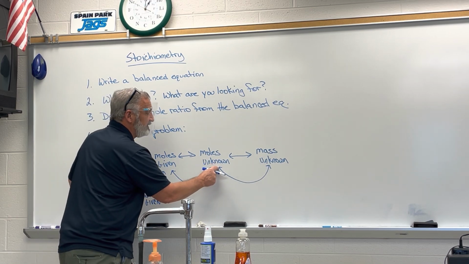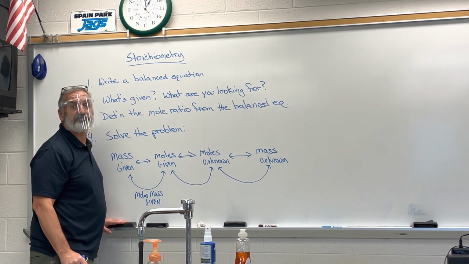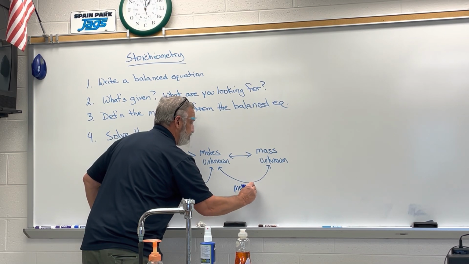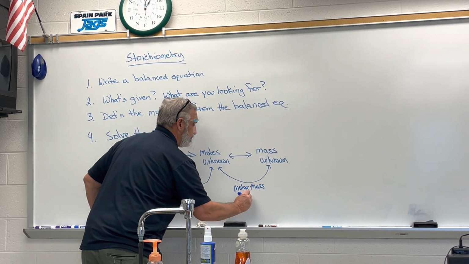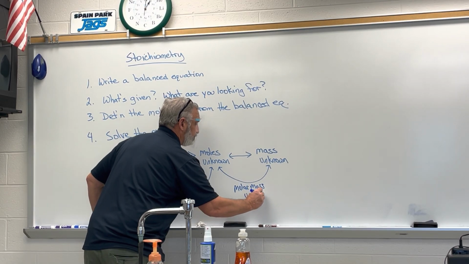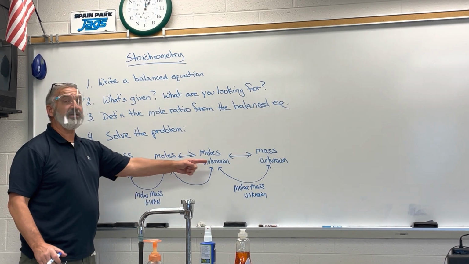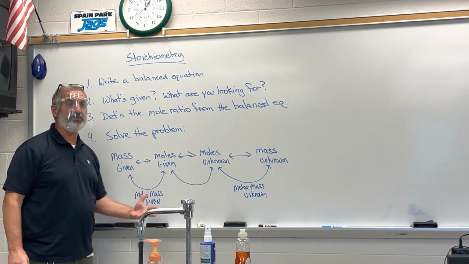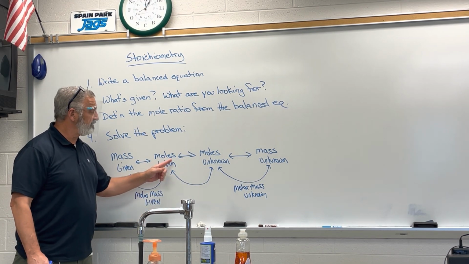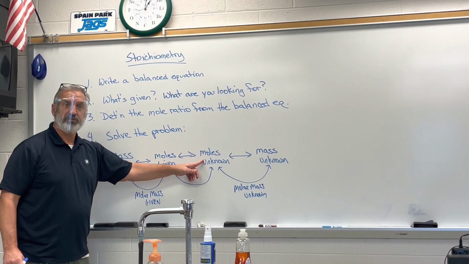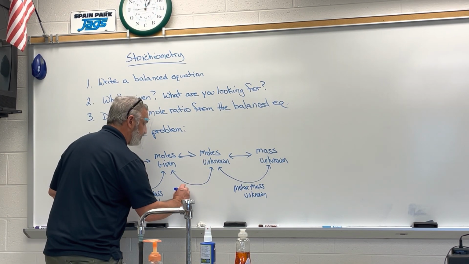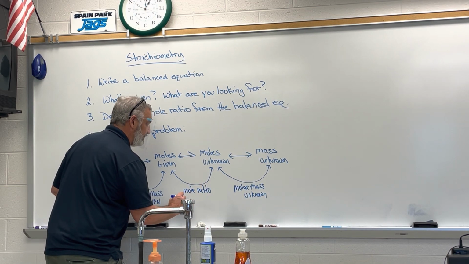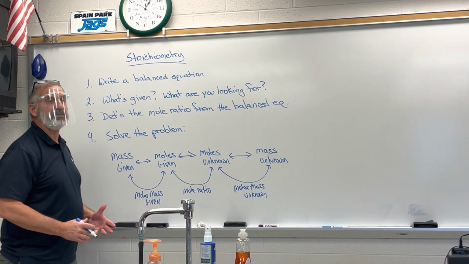How do I go from moles then of unknown to mass of unknown? The molar mass of the unknown. Now in this case you're going to divide, in that case you're going to multiply because we're going the opposite directions, but the conversion factor is still going to be the same, the molar mass. But how do I go from moles of given to moles of unknown? Mole ratio. That's going to be your mole ratio. Some call it a mole bridge. Okay?